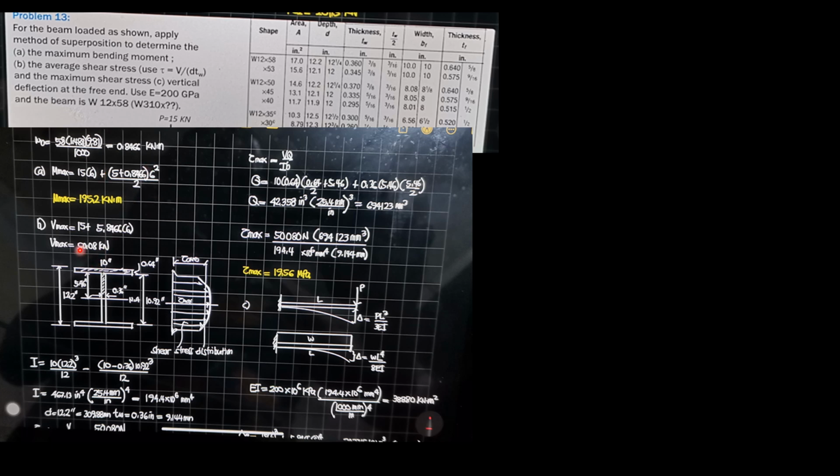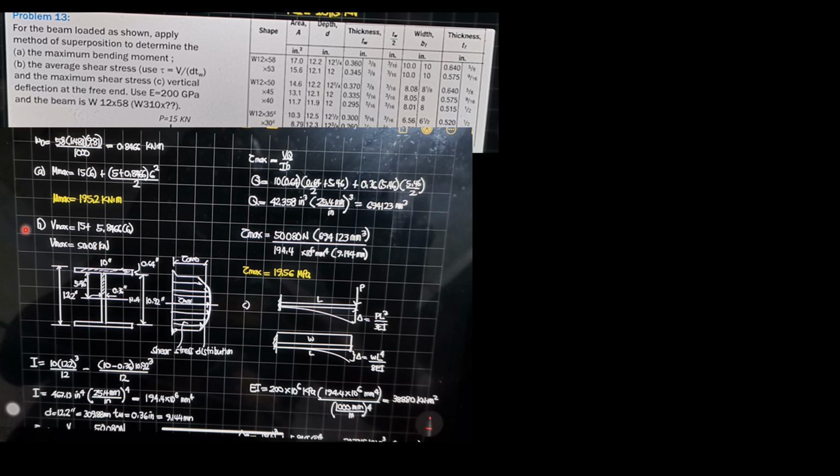So next is maximum shear. The maximum shear is occurring at the fixed end. So it is equal to P plus 5.8466 times 6. So 15 plus 5.8466 times 6, 50.08 kilonewtons.